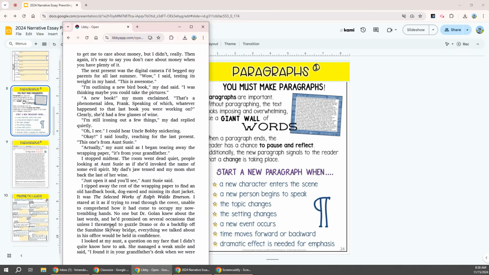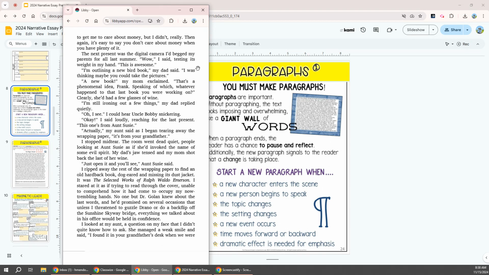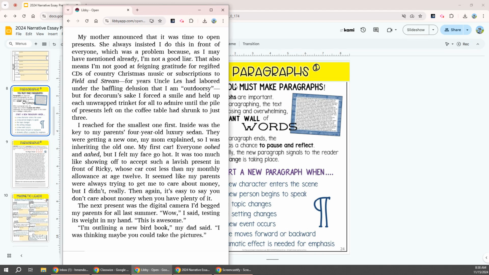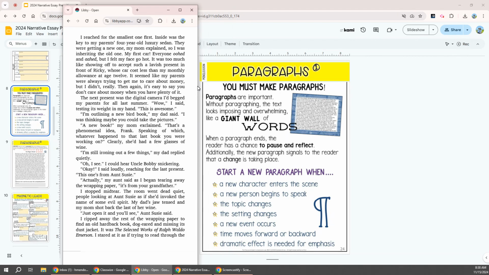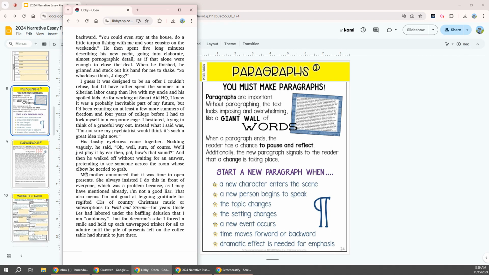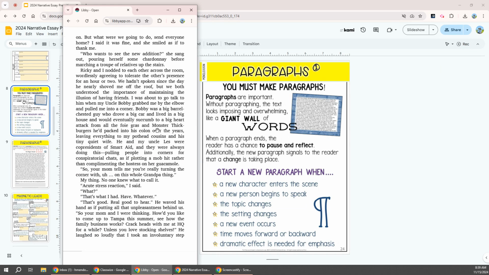So this is just a random page in a book called Miss Peregrine's Home for Peculiar Children. It's a really good book if you want to read it. Let's make that a little smaller so we can see some more. Okay, so you can see there's lots of paragraphs on this page. Most of these on this page are not necessarily because somebody is talking. So that means that maybe a new character has entered the scene, the topic is changing, a setting's changing, a new event occurs. When we start a new paragraph, we go down to the next line and we indent it.